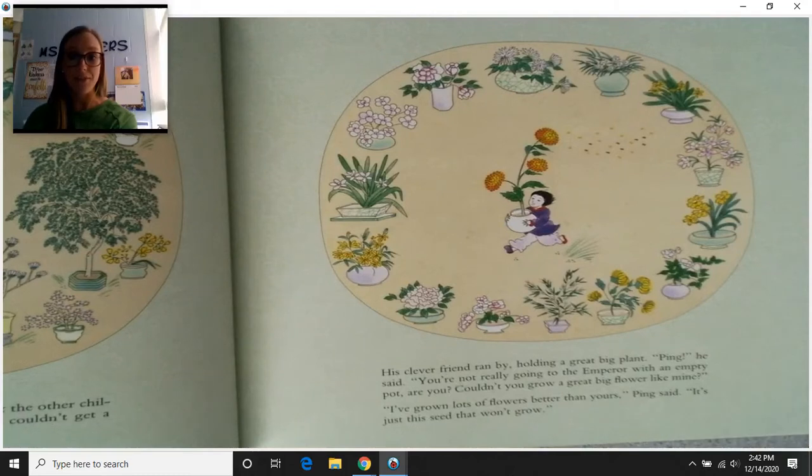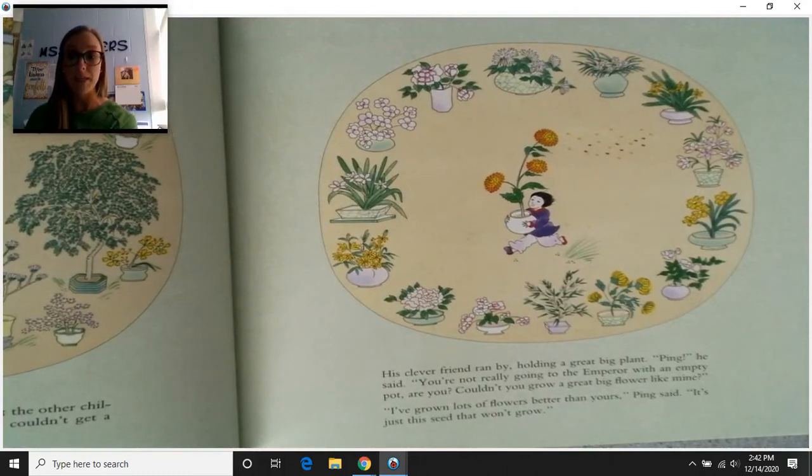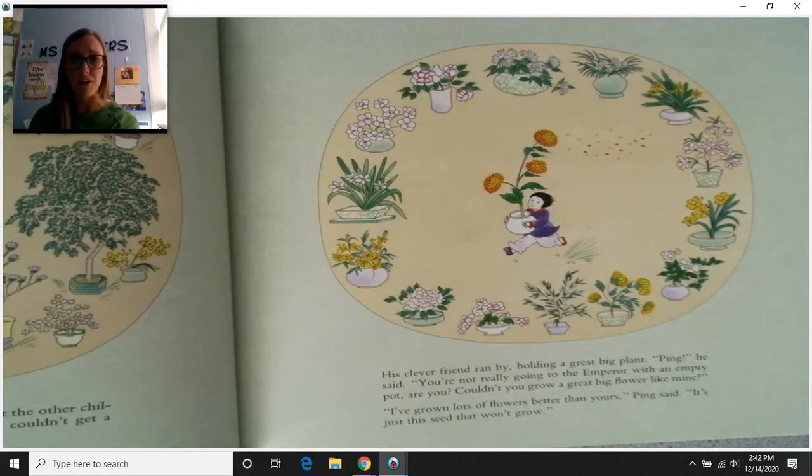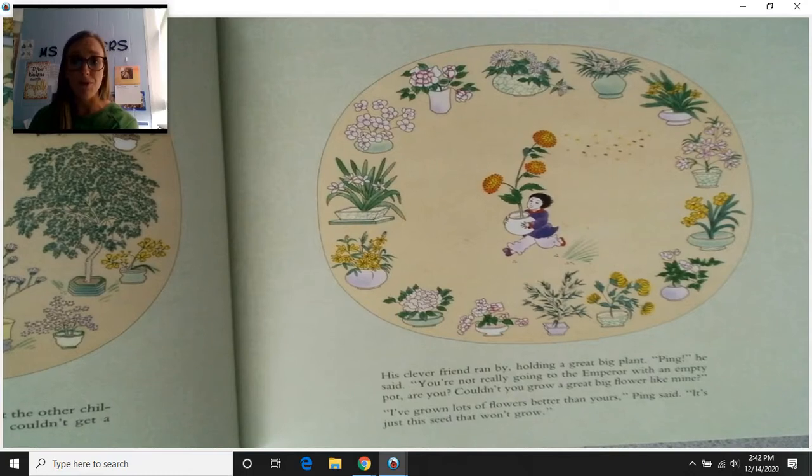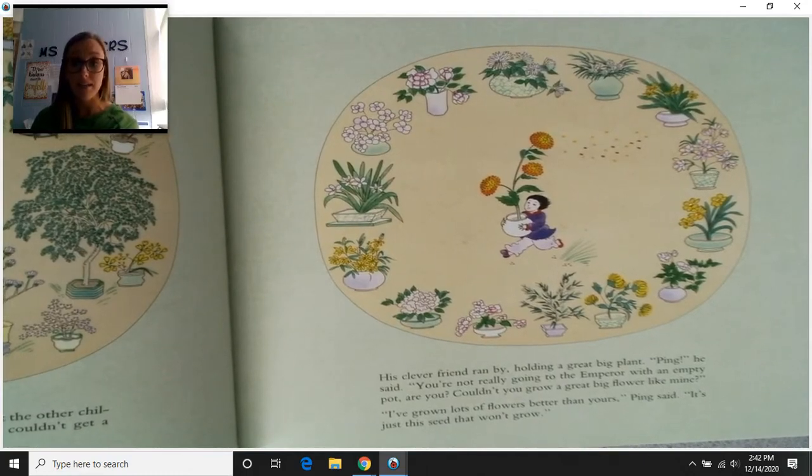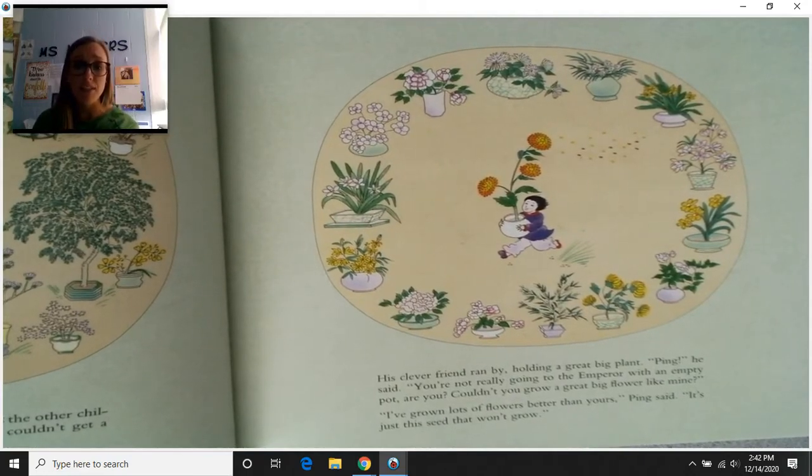His clever friend ran by holding a great big plant. "Ping," he said, "You're not really going to the emperor with an empty pot, are you? Couldn't you grow a great big flower like mine?" "I've grown lots of flowers better than yours," Ping said. "It's just this seed that won't grow."